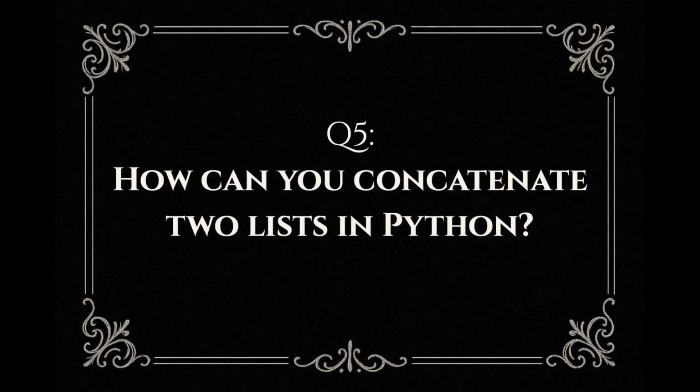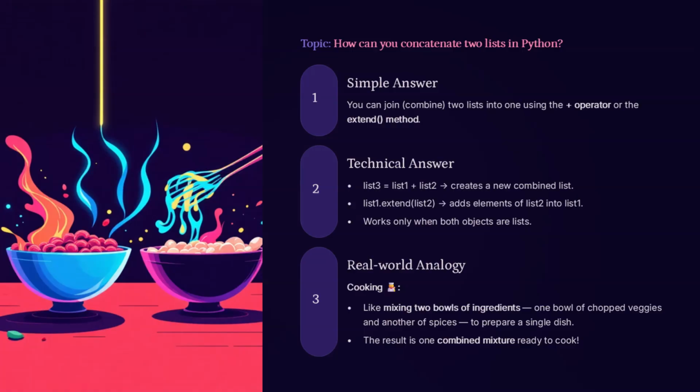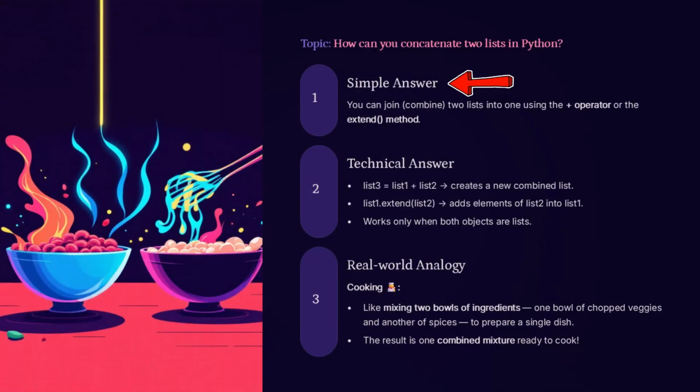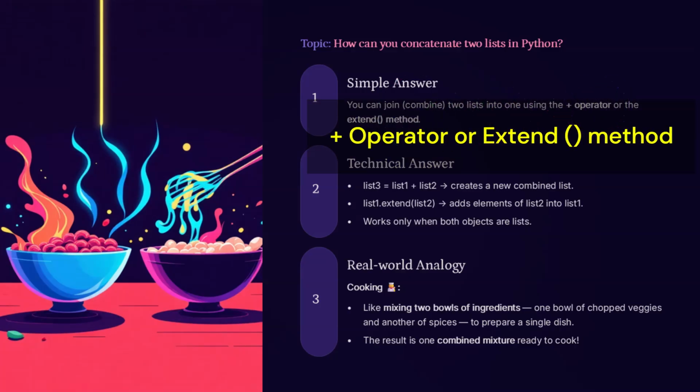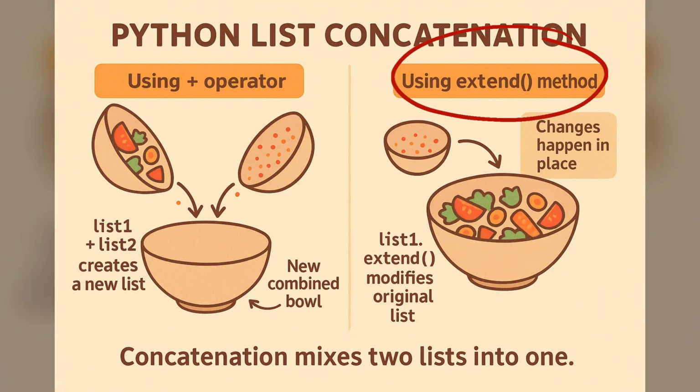How can you concatenate two lists in Python? Concatenating two lists in Python simply means combining them into one. In simple terms, you can do this using the plus operator or the extend method. Technically, using list1 + list2 creates a brand new list that contains all items from both lists, while list1.extend(list2) modifies the first list by adding every element from the second. Both approaches work only when the objects involved are actually lists.